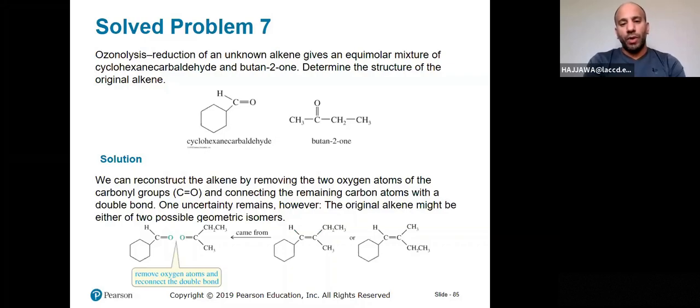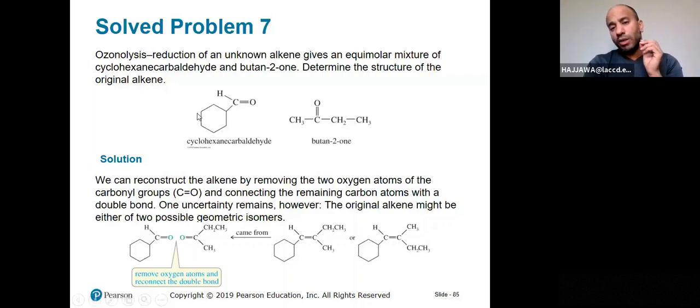So here's an example. It's asking what an alkene would be that will give me access to those two structures. Thinking backward, knowing that I have an aldehyde and a ketone, I know that I'm going to need ozonolysis conditions, not concentrated KMnO4.